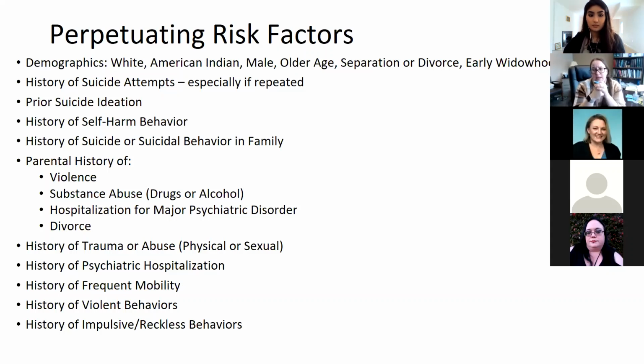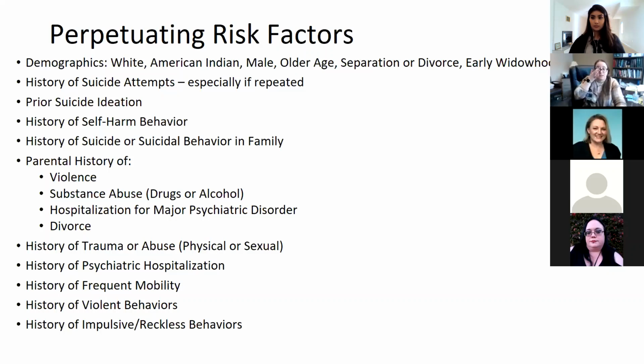Prior suicidal ideation, again, these are all historical things, right? Do they have a history of self-harm? Do they have a history of suicide in their family? Do their parents have a history of substance abuse, violence, hospitalization, divorce? Does the individual have a history of trauma, psychiatric hospitalizations, violent behaviors, impulsive behaviors?